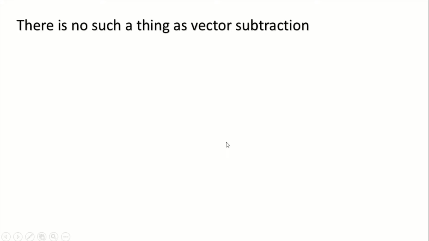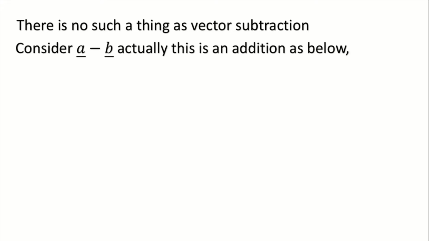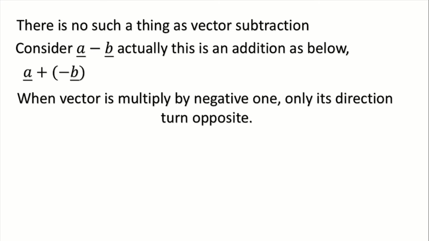When we are talking about subtraction, there is no such thing as vector subtraction. Let's consider vector A minus vector B. Actually, this is an addition, as below: vector A plus negative vector B. When a vector is multiplied by negative 1, only its direction turns opposite. So we can use the triangle law to add these two vectors. By multiplying by negative 1, the direction of the vector turns opposite.